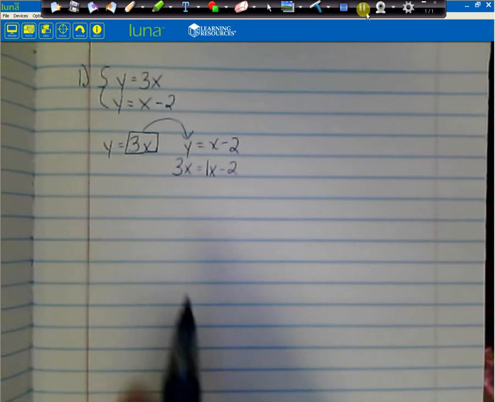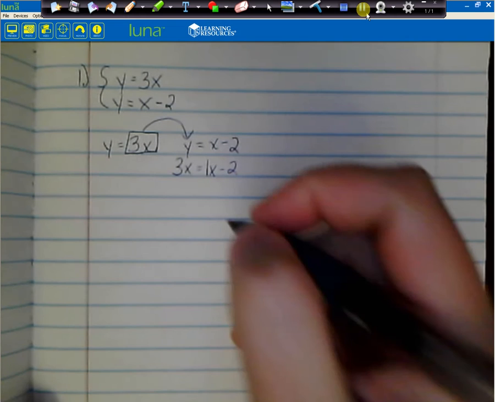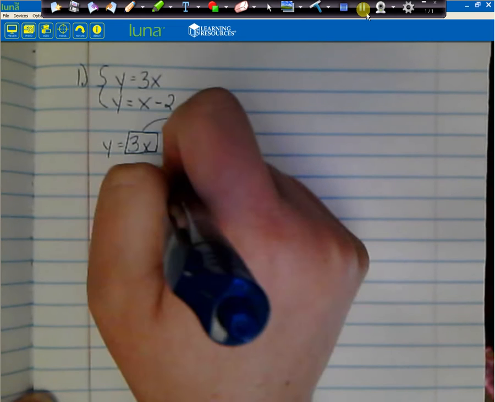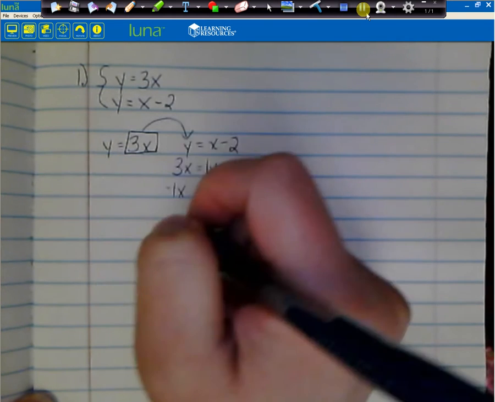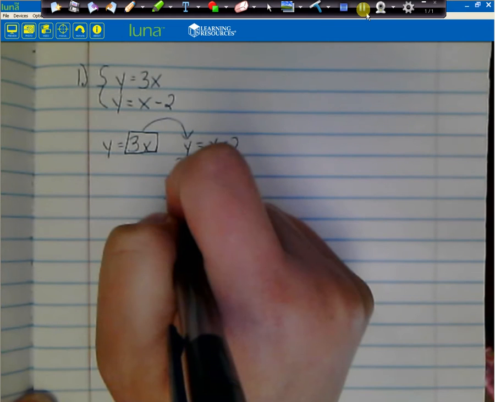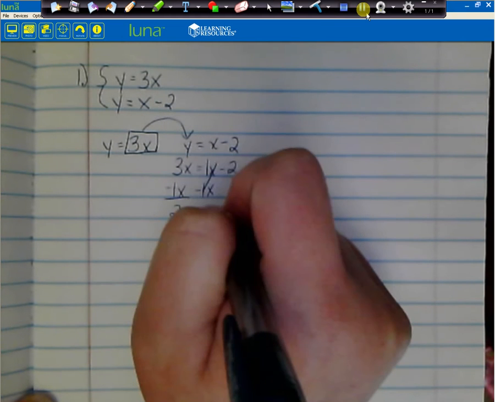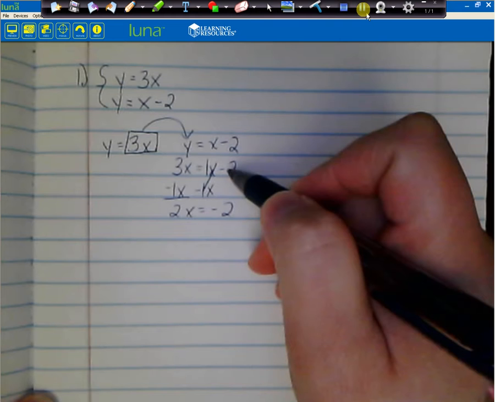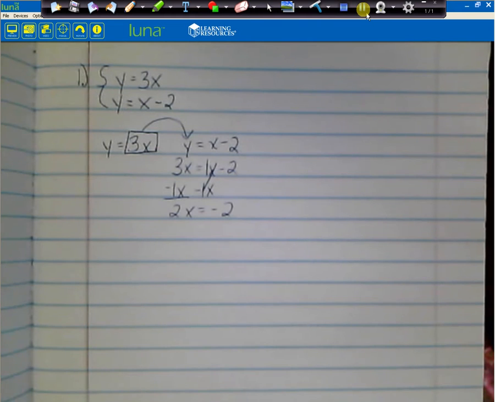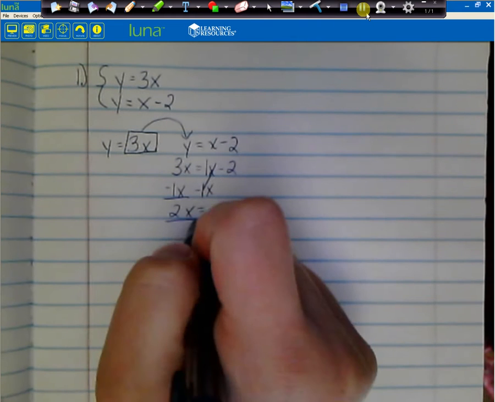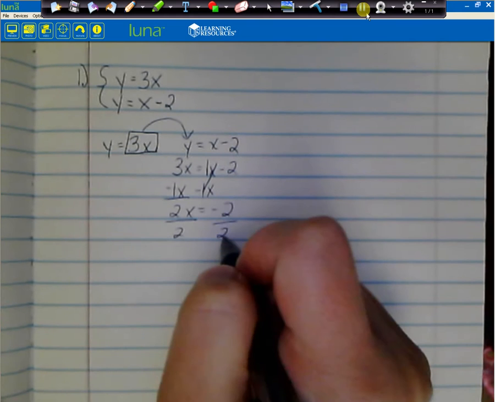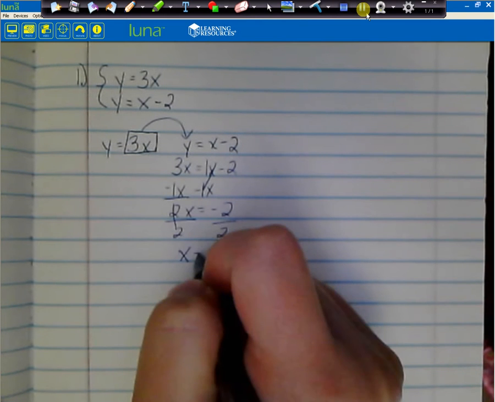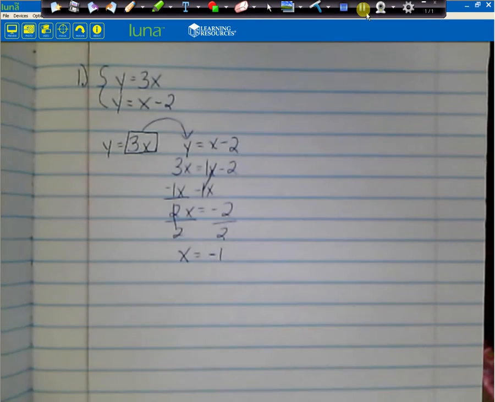I have x's on both sides, so I'm going to subtract 1x from both sides. And I get 2x equals negative 2. Don't forget to bring that down as a negative because it's minus 2. Then to get rid of the 2, I'm going to divide both sides by 2. And x equals negative 1. Alright, so I've solved for x.